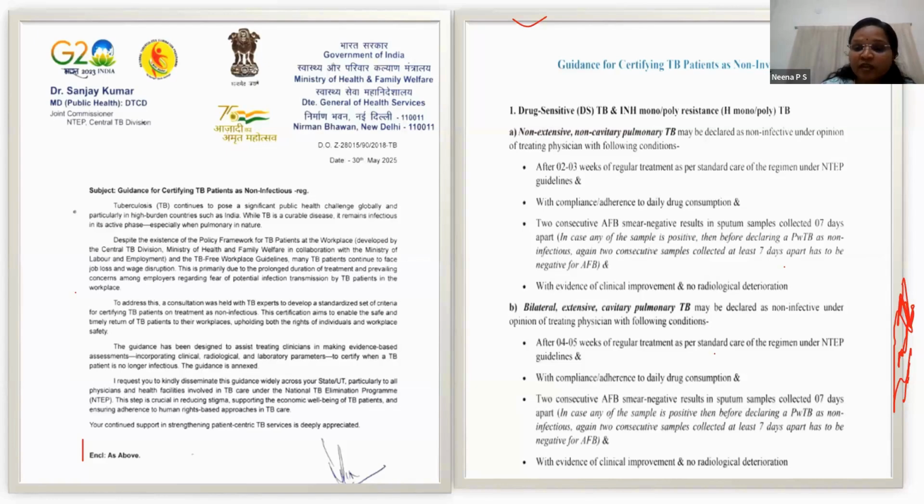And again, the same thing, you have to take 2 sputum samples, smear is sufficient, which is taken 7 days apart, and if both are negative, you can declare as non-infective. So this is an important thing most of us will be facing, and the patient will be asking for a certificate to rejoin the service. So this is a directive from the Central TB Division issued on 30th May 2025. This you can follow very well.